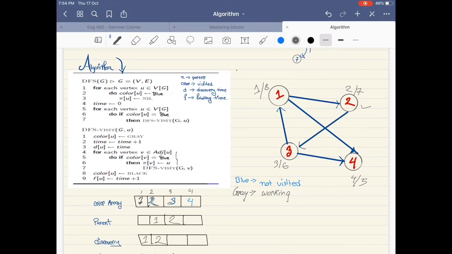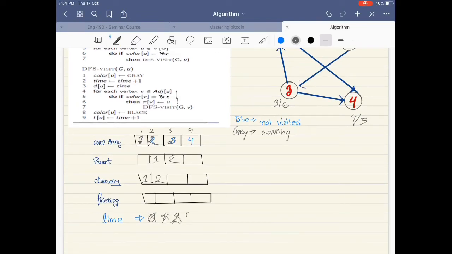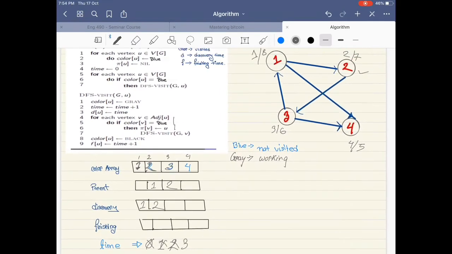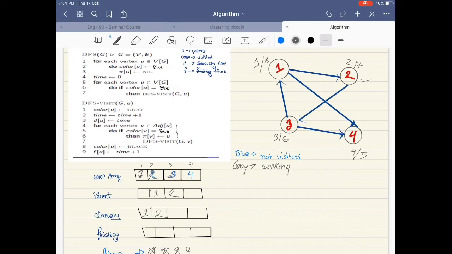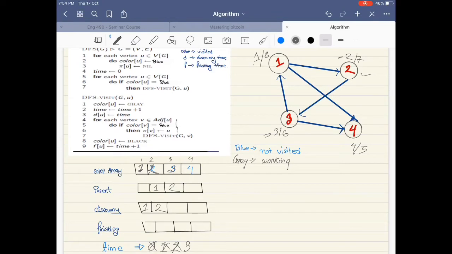Okay, so time plus 1, so this becomes 3. So this is actually following this pattern, right? The one that we looked at before. So 1, 2, 3, and let's see if it's 4 or not. So 3, so the discovery time would be 3 here. For each vertex adjacent, we have adjacent 1 and 4, but 1 is discovered.